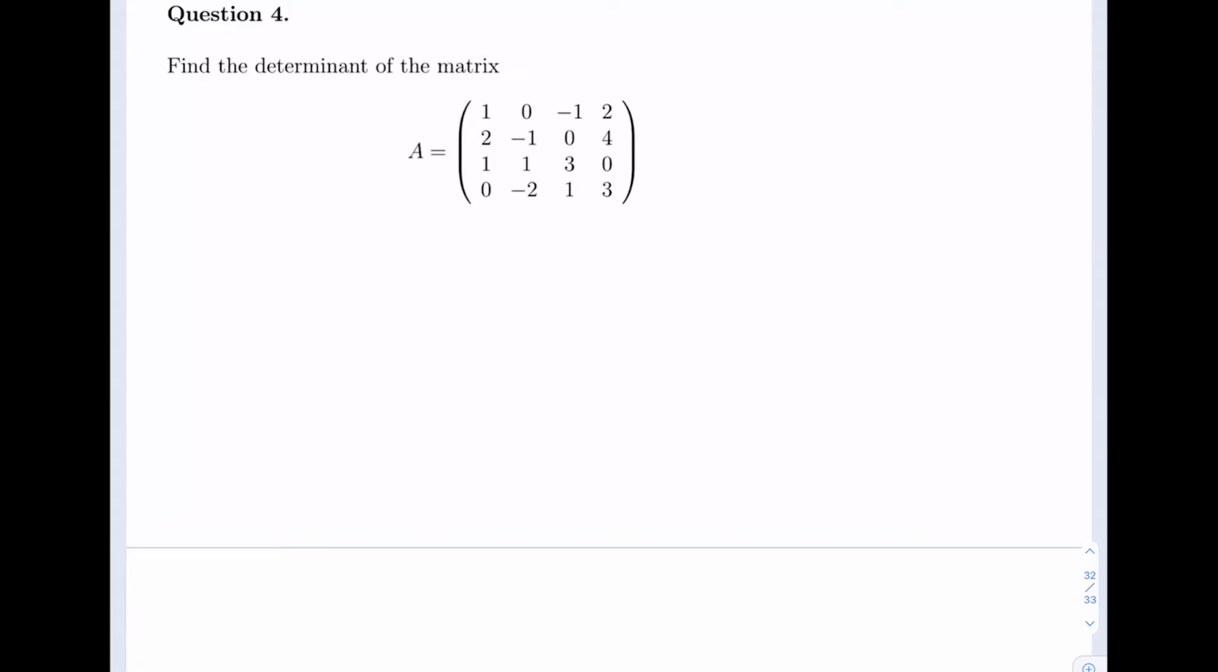In this video, we'll be looking at how to find the determinant of a 4x4 matrix using two methods. The first method we want to use here is method number 1, which is the traditional method for finding the determinant of a matrix.